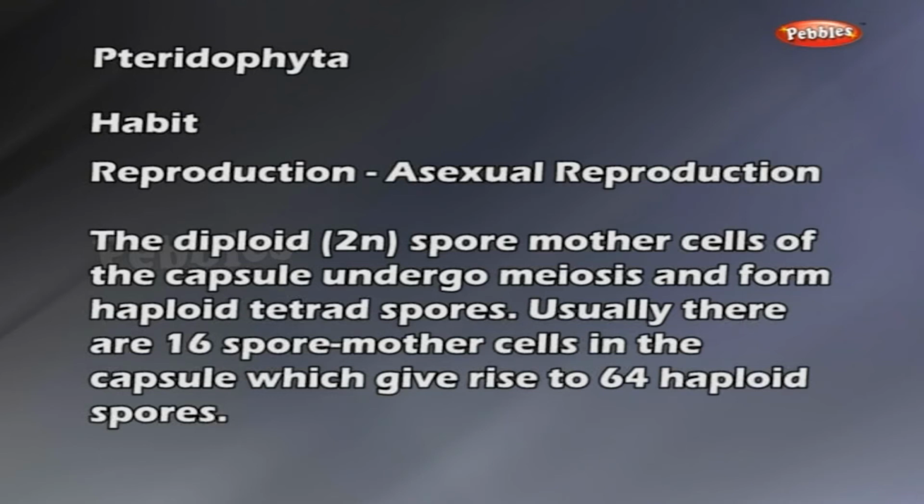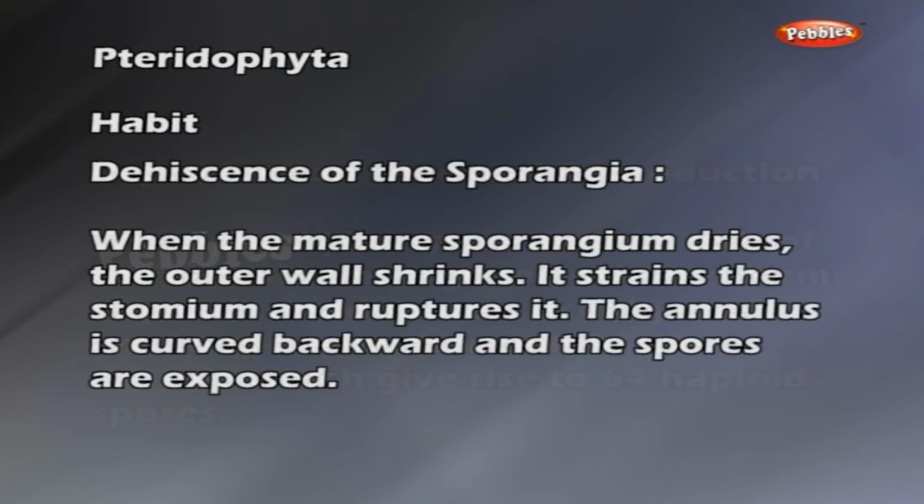Usually, there are 16 spore mother cells in the capsule which give rise to 64 haploid spores. The spores are the beginning of the gametophytic generation of fern.